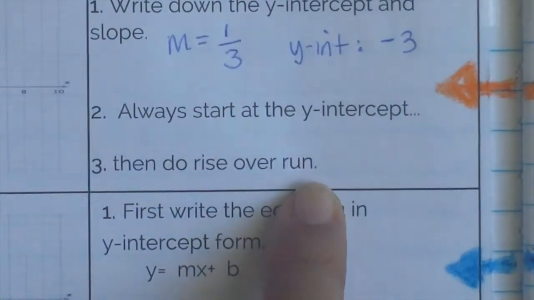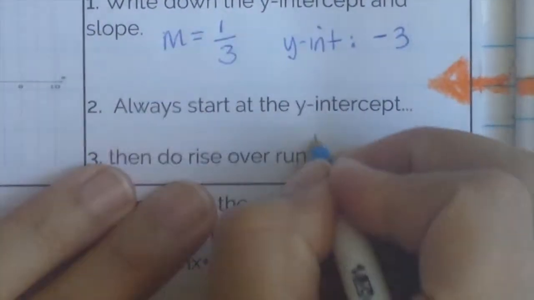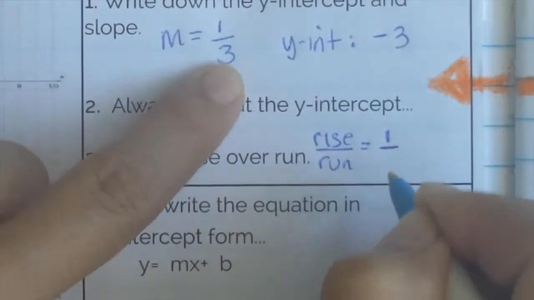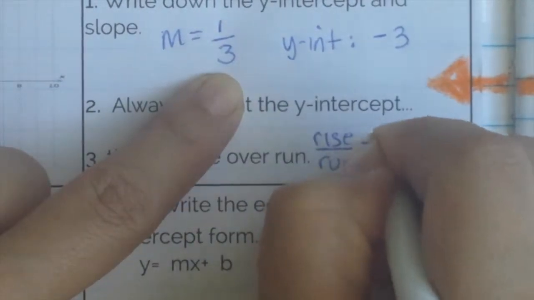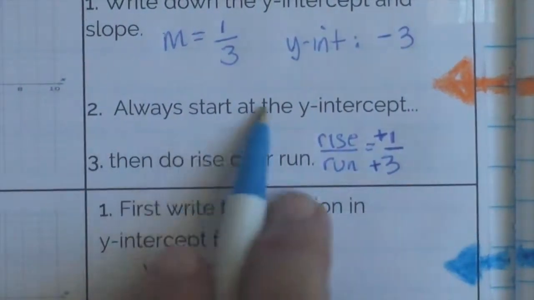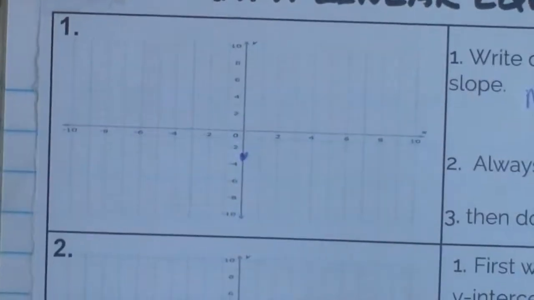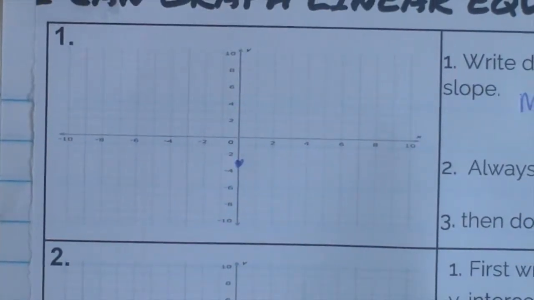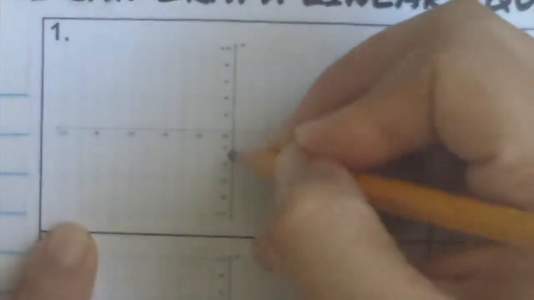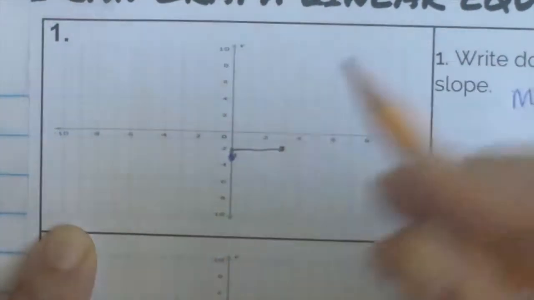Alright, then do rise over run. Go ahead and write rise over run, and then write our slope out so that you can see what we're rising and running. Our slope is 1 over 3. So we're going to rise plus 1, and then run plus 3. We start at the y-intercept, which is negative 3, and go up 1 and right 3. Up 1 and right 3.